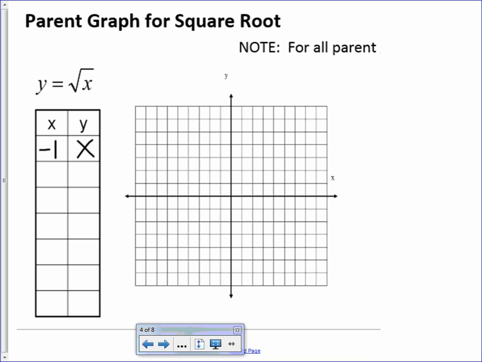So that's why I'm not going to put in -2 and -3, because we're going to have the same scenario. Will any negative number work? Not for a square root, because we can't take square roots of negative numbers. But we should check 0. If x is equal to 0, can you do the square root of 0? 0.